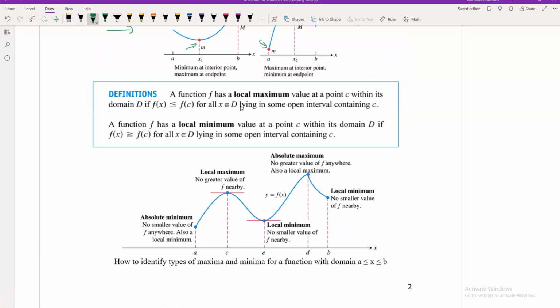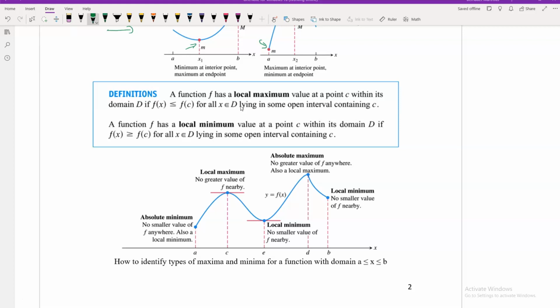A function f has a local maximum value at a point c within its domain D if f(x) is less than or equal to f(c) for all x belonging to the domain lying in some open interval containing c.